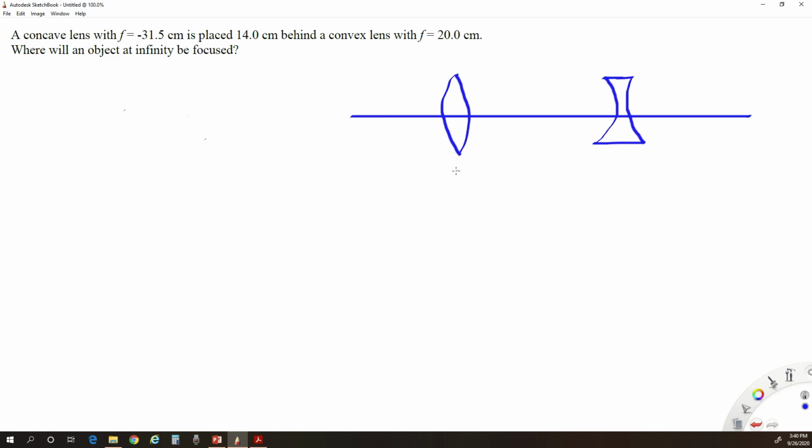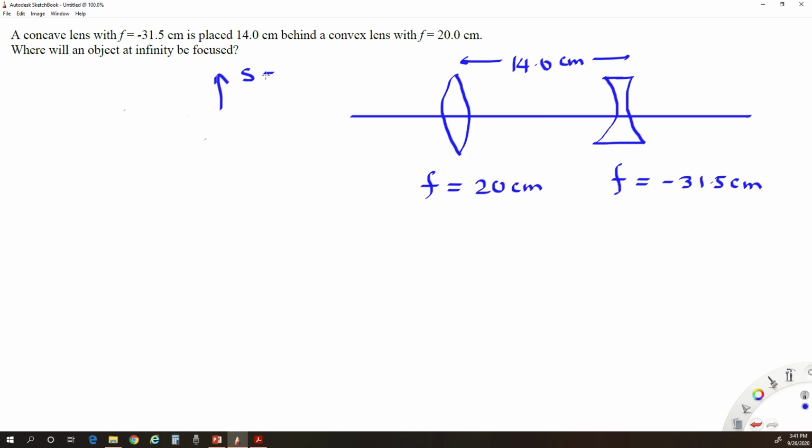Okay, so the focal length of this concave lens is minus 31.5 centimeters, and the focal length of this convex lens is 20 centimeters, and this concave lens is 14 centimeters behind the convex lens. So this distance is 14 centimeters. And we have an object at infinity, far away somewhere here. So our object distance is infinity.